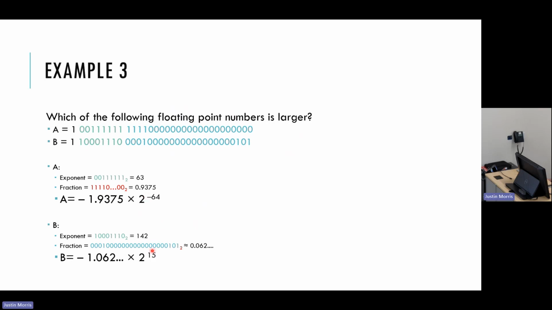So which one of these is larger? So actually, A is larger, right? It's closer to 0 because of its negativeness.